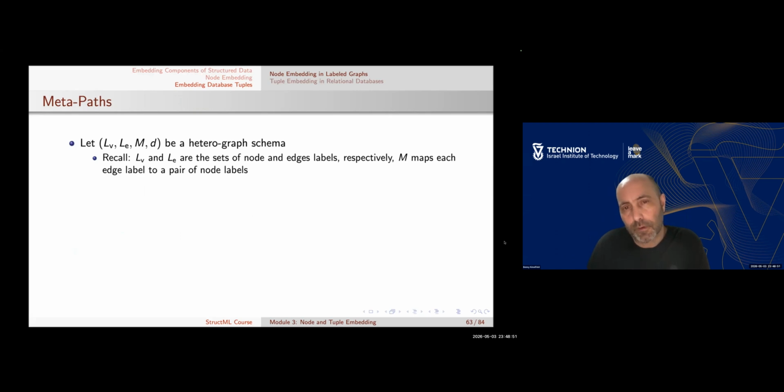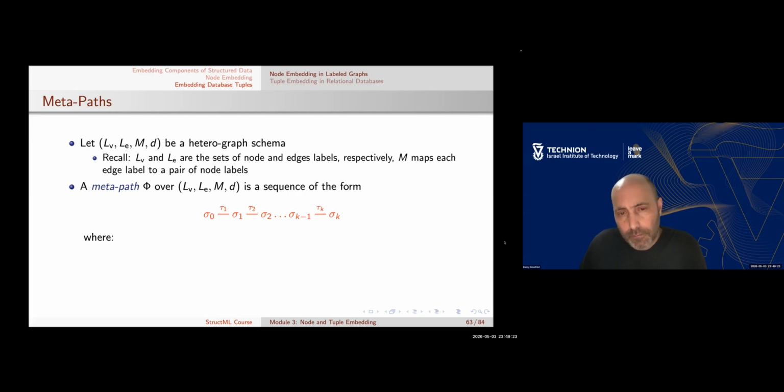So we have a heterograph schema, and remember that it includes a set LV of node labels, a set LE of edge labels, and a mapping M that associates to each edge label a source label and a target label. And also we have D that maps every node label into a dimension. We're not going to use it now.